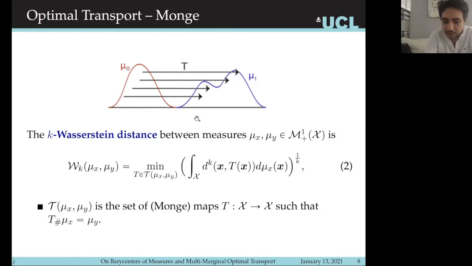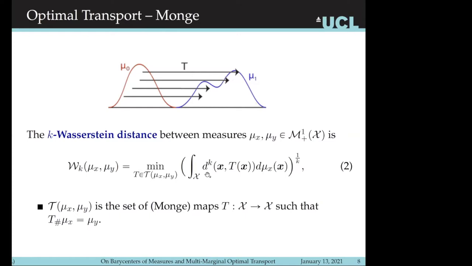To be more concrete, we define the problem of computing the Wasserstein distance as finding a map T, which is what we call a Monge map. It's in the set of maps that transport mu x to mu y, and we want to find the minimum of the expected cost of transporting mass. D is a metric on the space where the measures live.